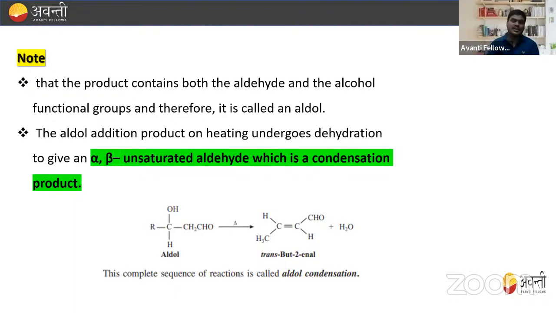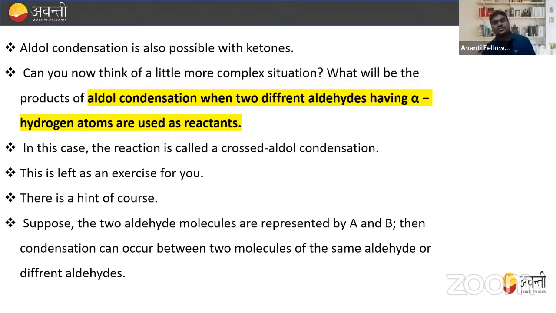The aldol addition product on heating undergoes dehydration to give an alpha-beta unsaturated aldehyde, which is a condensation product. Now, this is aldol and this is but-2-enal. So this complete sequence of reactions is called aldol condensation. Aldol condensation is also possible with ketones.